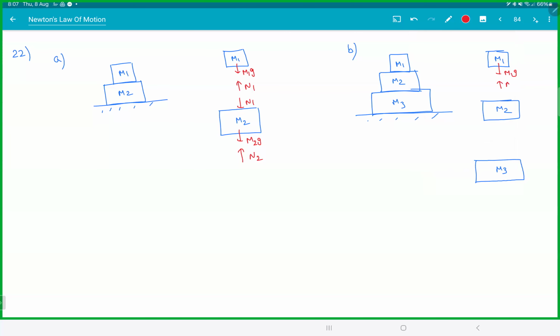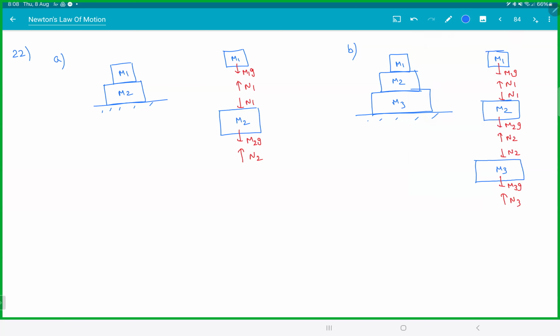M2 is pushing up with N1. M1 also will push it down with N1. That's the Newton pair. M2G is its own weight. This would be N2. N2 will push N3 also down. This is your own weight, and the ground is pushing up with N3. Please check.